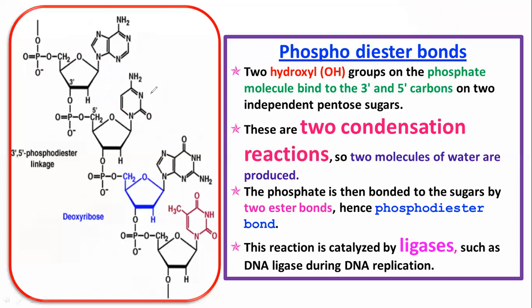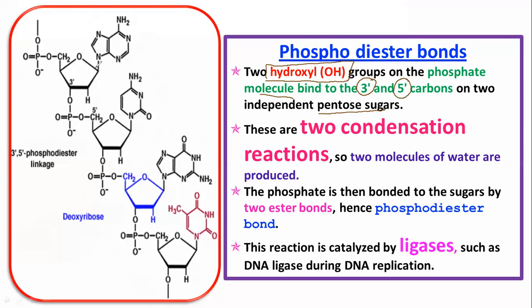If I'm talking about nucleotides, then there are two types of nucleotides. One is called purine, and the other one is called pyrimidine. Okay. So you need to remember these two: pyrimidines will be the single ring structures like this, and purines will be the double ring structures like this. So you can see the double ring there. Anyways, here look at one important thing. You need to see that two hydroxyl groups on the phosphate molecule are going to bind on the 3 and 5 carbon on two independent pentose sugars.